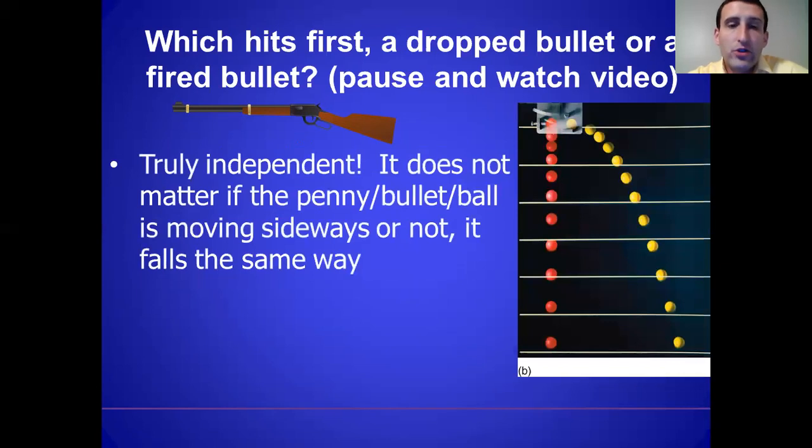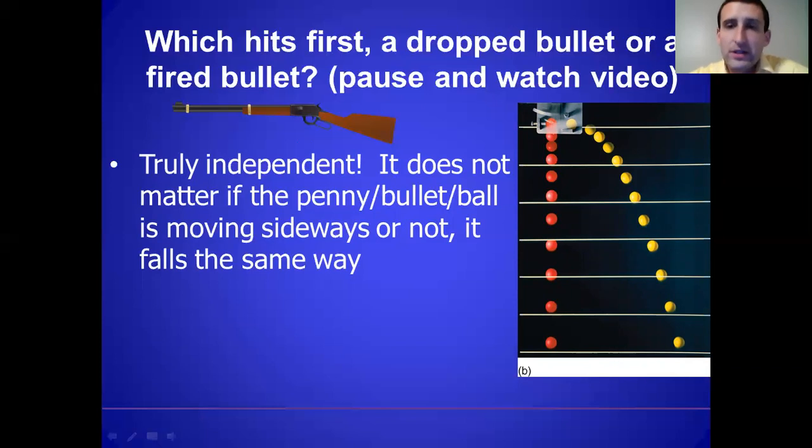So there is true independence, right? The bullet doesn't care whether it's shot at high speed out of the end of a gun or whether it's dropped with no horizontal speed. It will hit the ground at the same time either way, as they showed you that they were hitting each other so closely together that it was indistinguishable to the human eye.